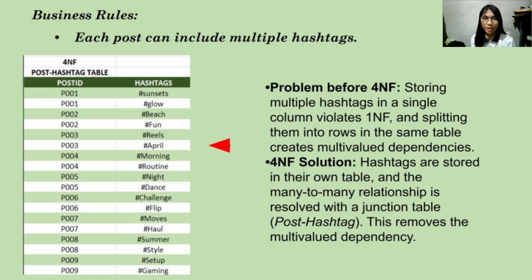Originally, hashtags were stored in the same row as the post, sometimes with more than one hashtag in one cell. This violates 1NF and also creates multi-valued dependencies. In 4NF, hashtags are stored in their own table, and a junction table called post hashtags manages the many-to-many relationship between posts and hashtags. This way, each post can have multiple hashtags without causing redundancy.